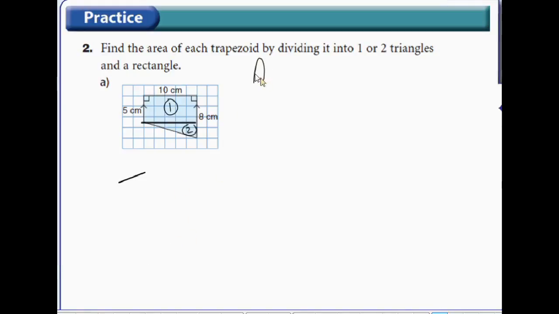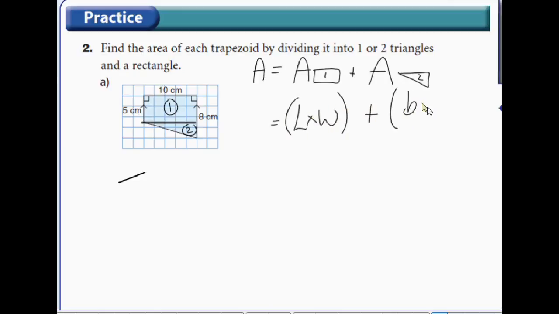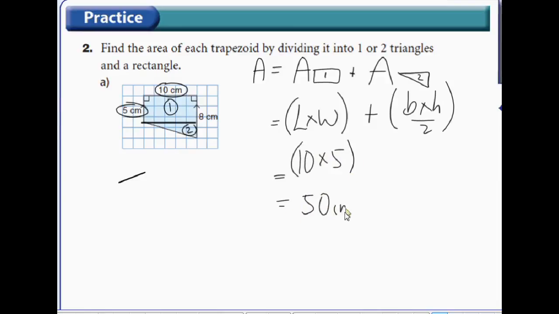Let's take a look. So first of all, the area of our shape is going to be the area of rectangle number 1 plus the area of triangle number 2. So area of a rectangle is length times width. Area of our triangle is going to be base times height divided by 2. Notice I rewrite the formulas every time. So let's take a look at this shape here. We have 10 and 5, our length and our width. 10 times 5, and I'll bring that down, which is 50. So 50 centimeters squared is the area of our rectangle.